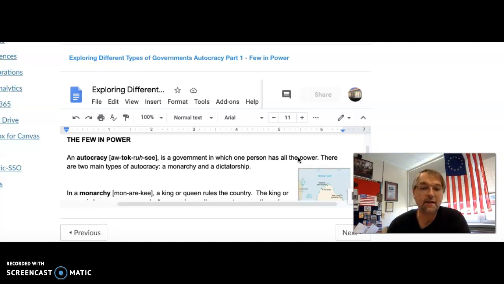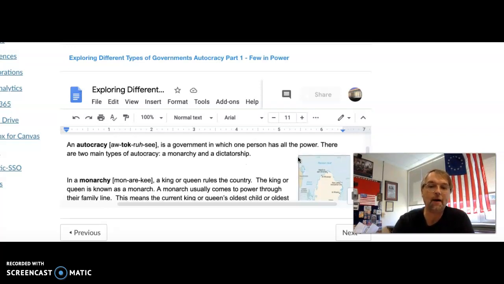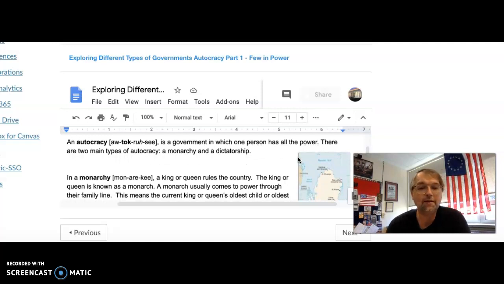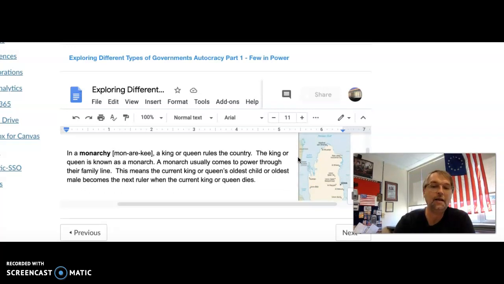An autocracy is a government in which one person has all the power. There are two main types of autocracy. There's a monarchy and a dictatorship. In a monarchy, a king or queen rules the country. The king or queen is known as a monarch. A monarch usually comes to power through their family line, meaning it's inherited.